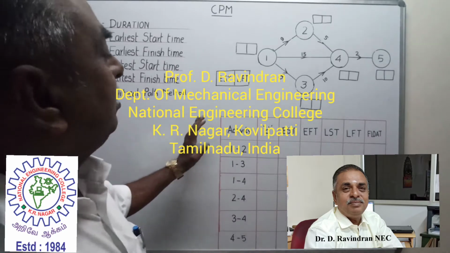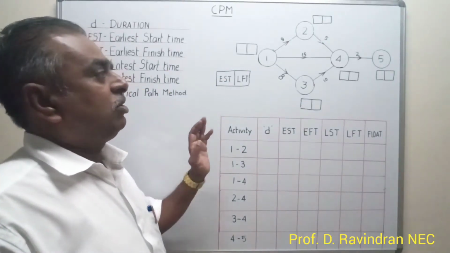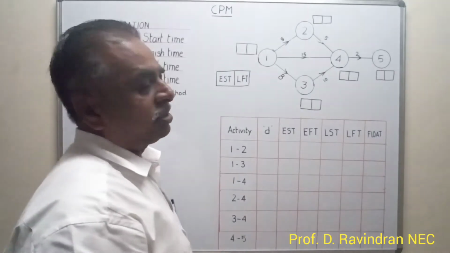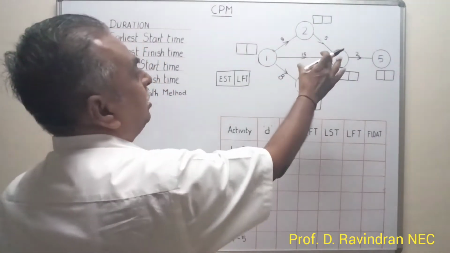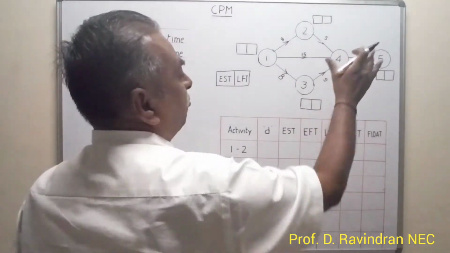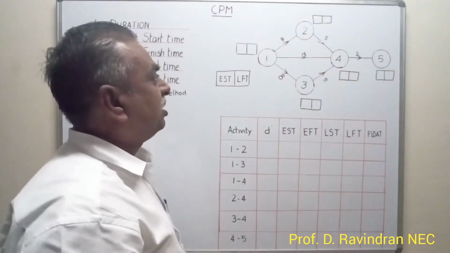Hello everybody. Now we are going to see the critical path method for network diagrams. The small project network consists of 5 activities: 1-2, 1-3, 1-4, 2-4, 3-4 and 4-5. Each has some interrelations between them.